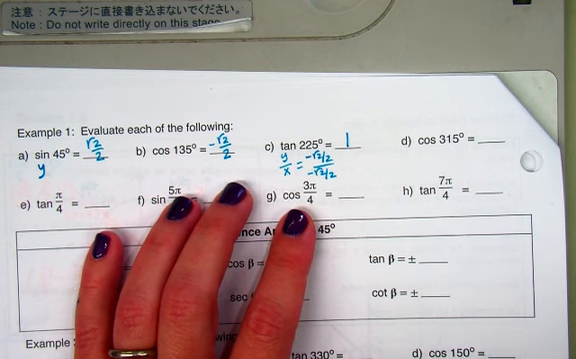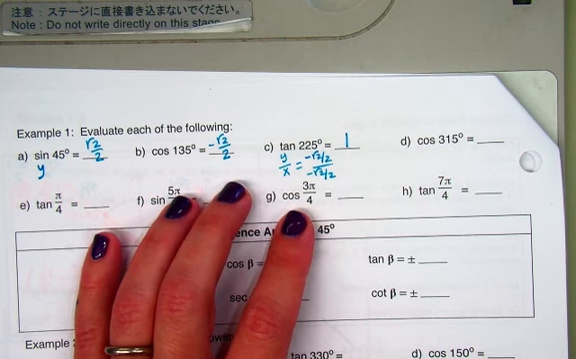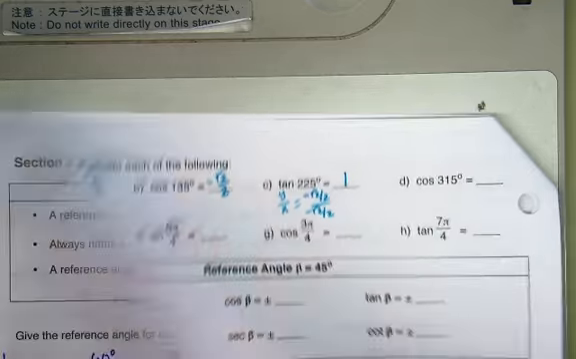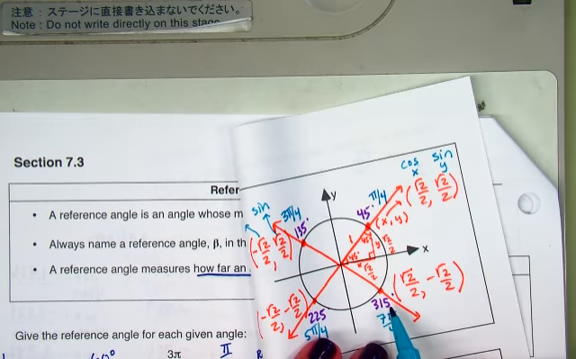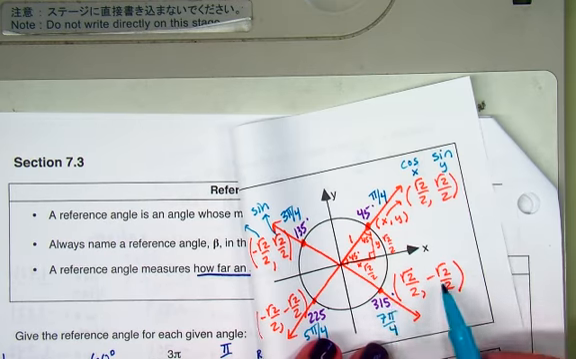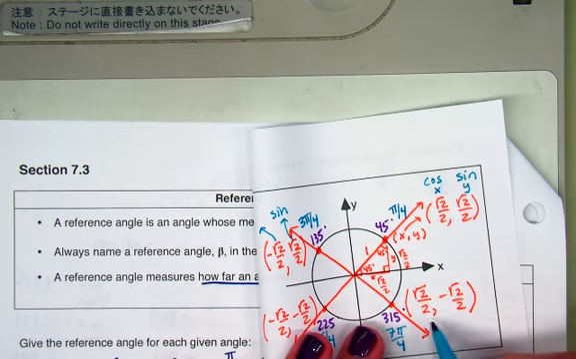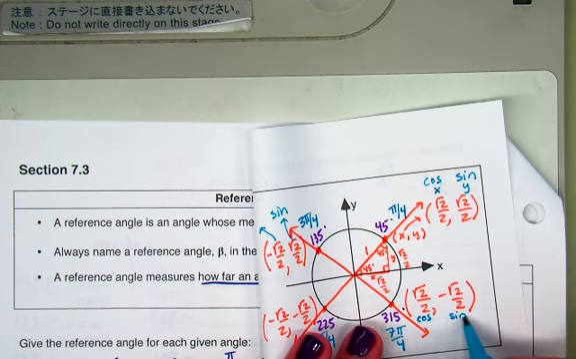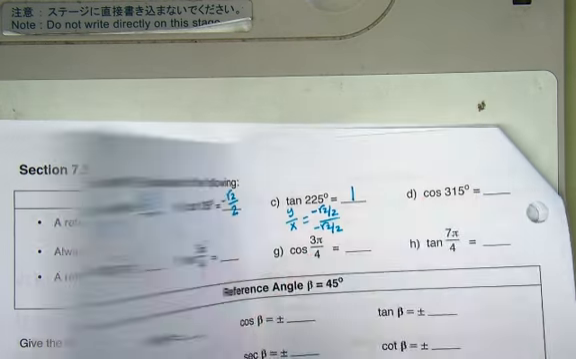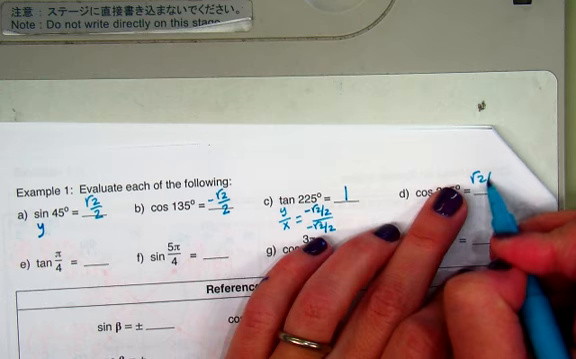Cosine of 315 in a similar fashion. Go back to your picture. See 315. 315 is here. Okay? Cosine, we were asking for cosine, right? Cosine, sine. Cosine's my x value. It's just root 2 over 2.